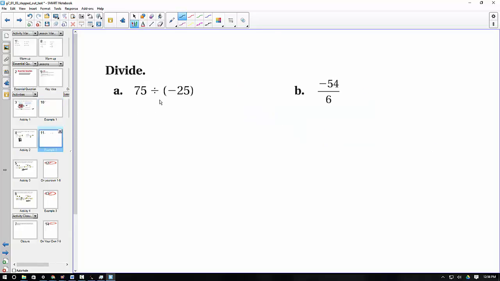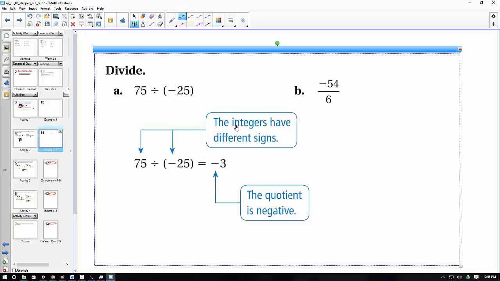Let's try another one. So now I have a positive divided by a negative, and I have a negative divided by a positive. So in both cases, your answer should be negative, right? Because you have one positive and one negative. So here's the first one. The integers have different signs, and I do 75 divided by 25, which is 3, and then I make it negative because they both have different signs. Same with this one. 6 goes into 54 9 times, right? But my answer is going to be negative 9.